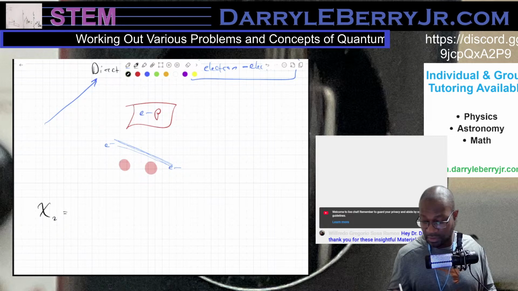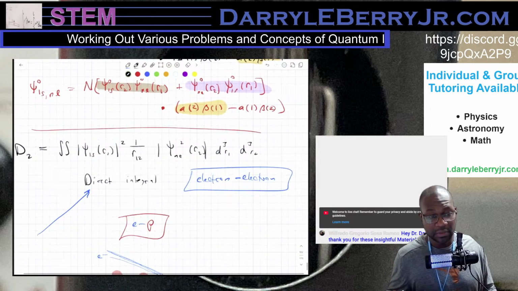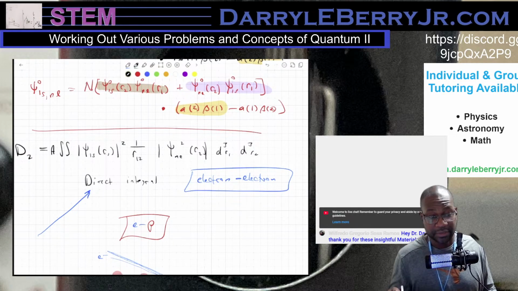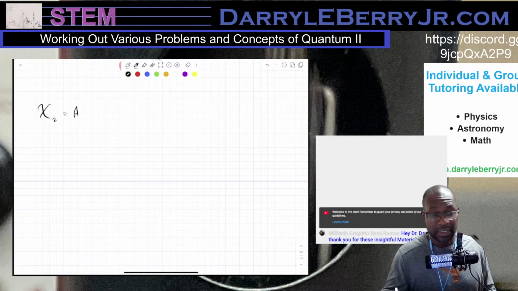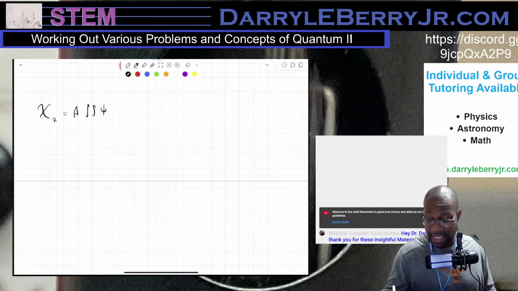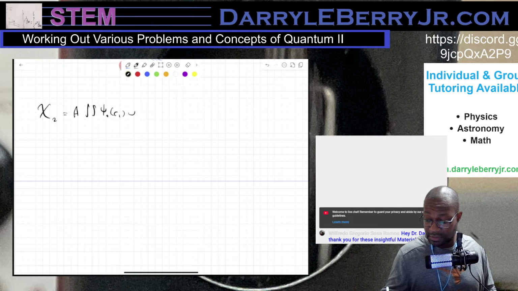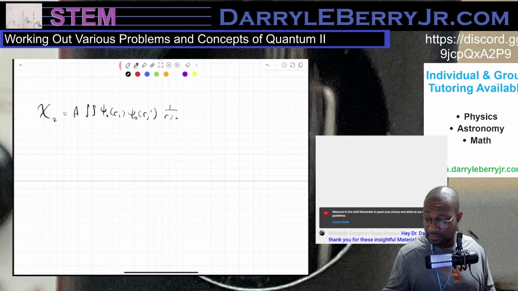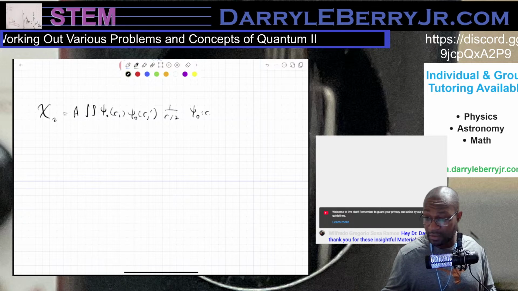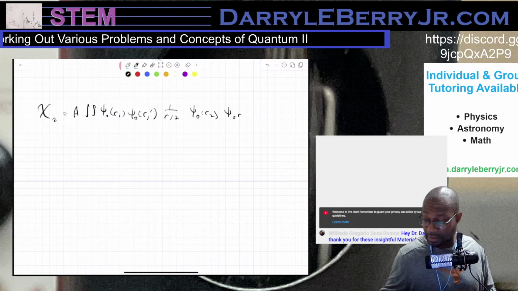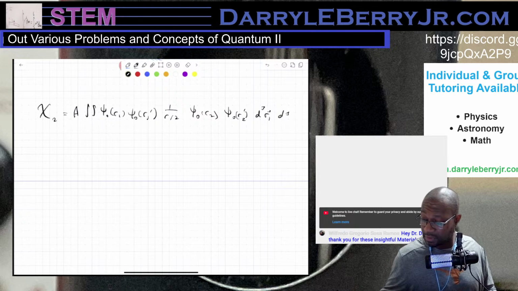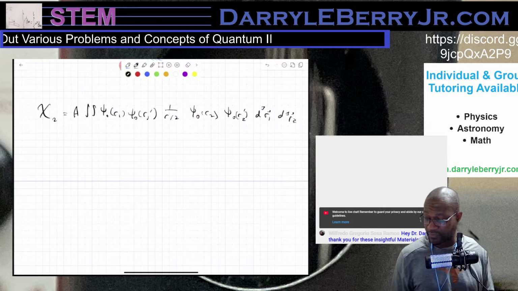x2 equals some constant. Looks like that one didn't put a constant there, but I'll go ahead and put a constant there. A constant double integral psi naught r1 psi naught r prime 1 over r12 psi naught r2 psi naught r prime 2 and d3r1 d3r2 for integral over a volume.